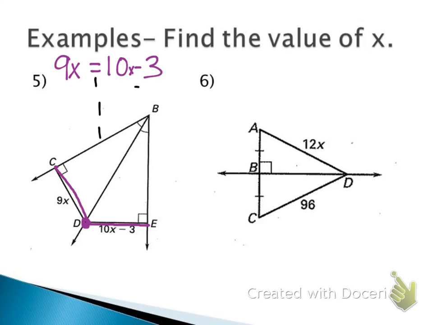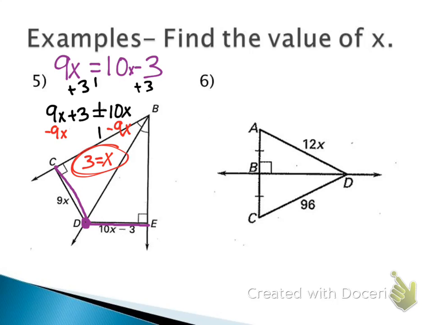That's one way you can do it. You can add 3 to both sides. So I would have 9x plus 3 equals 10x. Let's get our x's together next. What would I need to do? Minus 9. Yeah, subtract the 9x. 10x minus 9x is just 1x or x. So 3 equals x here. What are your questions?